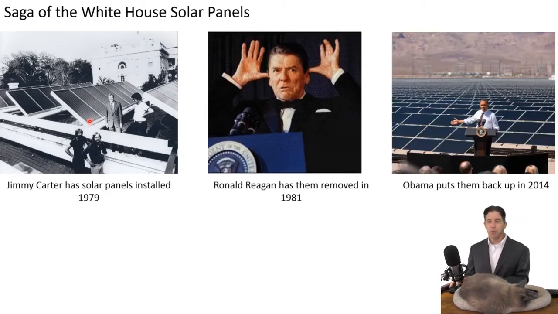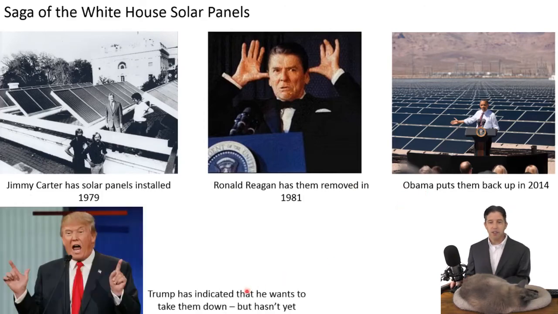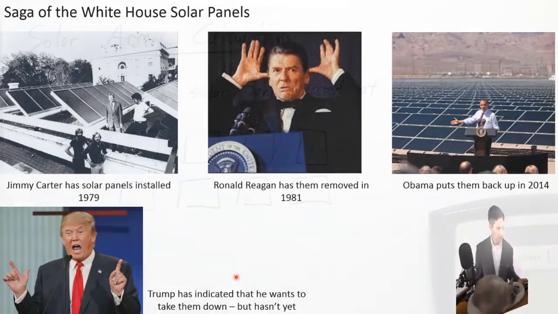Fast forward a couple of administrations, and Obama comes along and puts them back up, except they're different. The solar panels that Jimmy Carter had were for heating water. Obama's solar panels were for generating electricity. Then Trump gets in office and says he wants to take the solar panels back down again, but as of right now, he hasn't done that yet. That's the kind of ridiculous thing we're into, that it's turned into this stupid political argument where if you're a Democrat, you're pro-solar, and if you're Republican, you're anti-solar, and it's just dumb. The whole thing is just dumb.